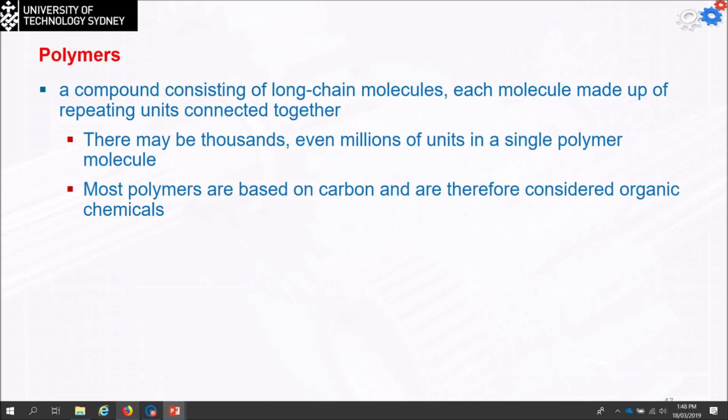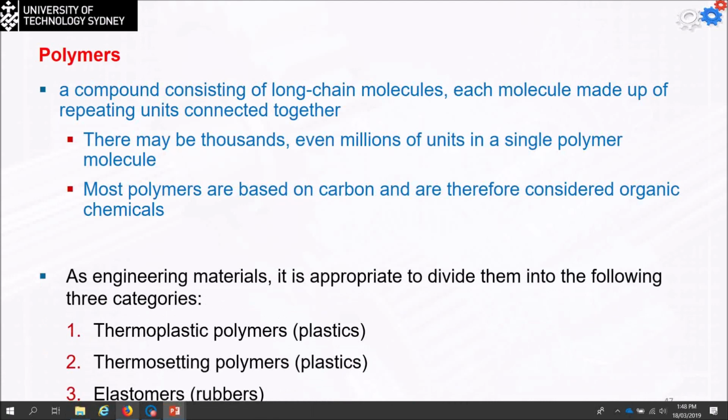As engineering materials, it's appropriate to divide them into the following, as we mentioned earlier: thermoplastic polymers, thermosetting polymers, and elastomers. Now, can you give me once again an example of the thermoplastic polymers? Acrylic. And how can you simply test if the plastic you have is thermoplastic or thermosetting? By increasing the temperature. Don't try that at home, by the way. Increasing the temperature makes it melt. Okay, that means it's thermoplastic.